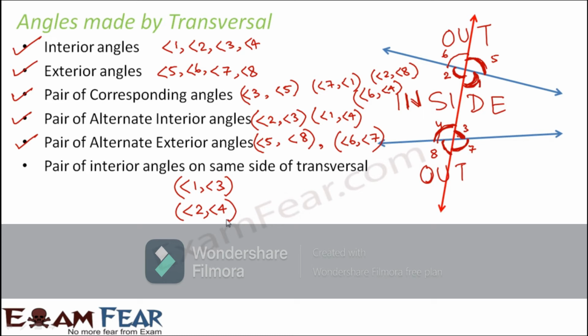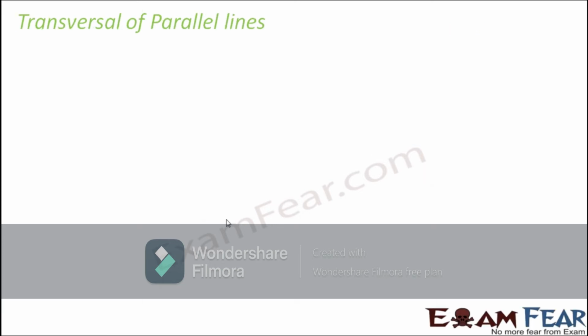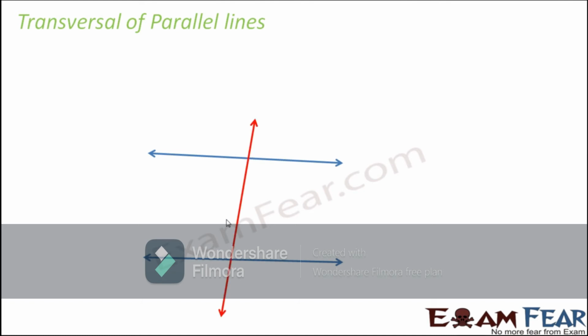based on their positions. Now, parallel lines: when we draw a transversal on parallel lines, we see that a lot of relationships between these angles which we discussed just now get established. So whenever two parallel lines are intersected by a common line, that common line is called the transversal. Now in case of parallel lines, these are the following relations that are established.